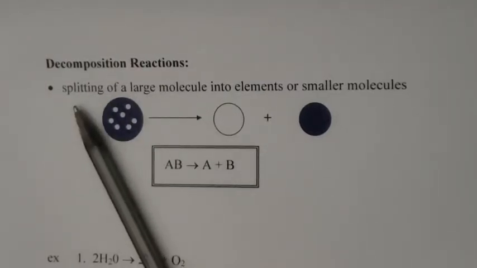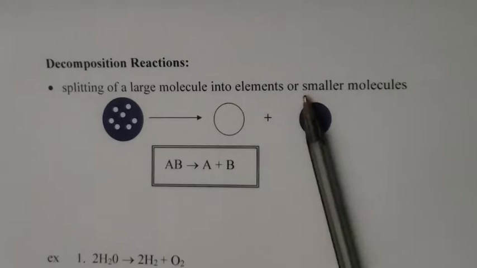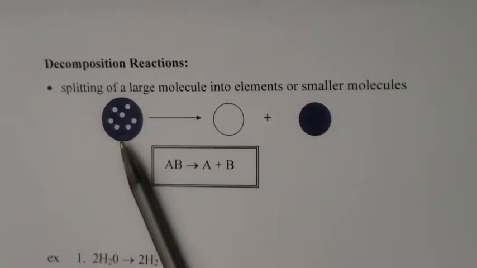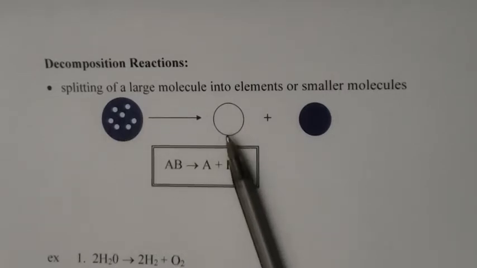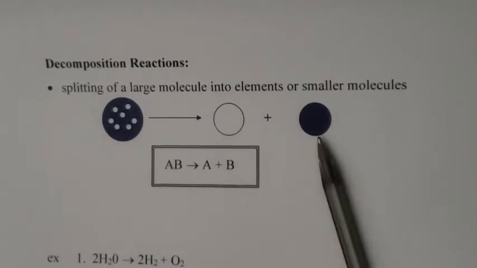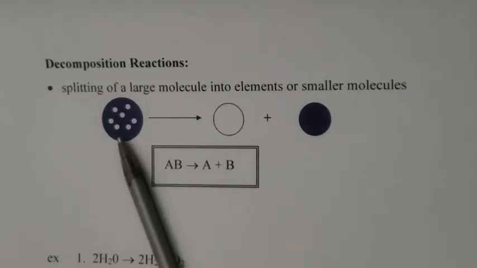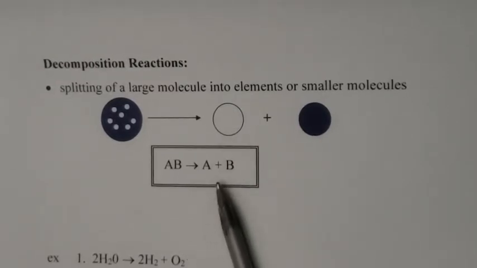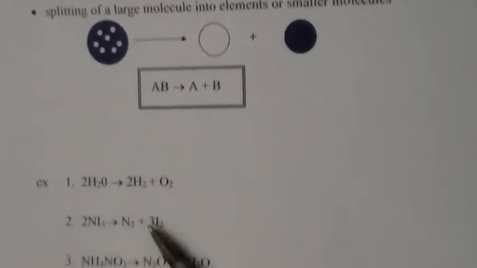Decomposition reactions. It's the splitting of large molecules into elements or smaller molecules. So if I start with a big blue-white ball, I can break it down into its parts. So I could break it down into a white ball plus a blue ball. Another way to look at it is if I call that AB, when I split it up, I have A plus B. So AB gives us A plus B. So it's when we have one big thing and it splits up into smaller things.